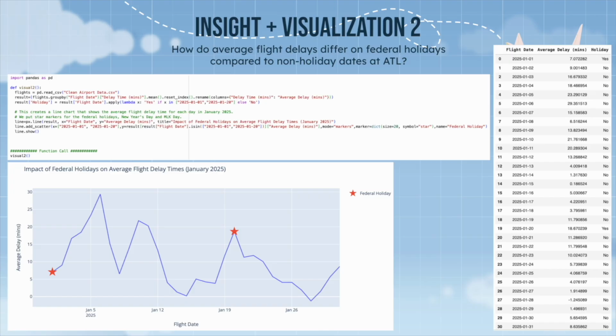As you can see in the visualization, MLK Day shows a notable spike in delay times, while January 1st is not really a notable spike. January 1st had approximately 7 minutes of average delay, while January 20th experienced a more significant spike at around 18.7 minutes. The chart also reveals that delays vary considerably throughout the month, with peaks around January 5th reaching nearly 30 minutes. Basically, just classifying a day as holiday or non-holiday isn't enough to explain a higher average flight delay time.